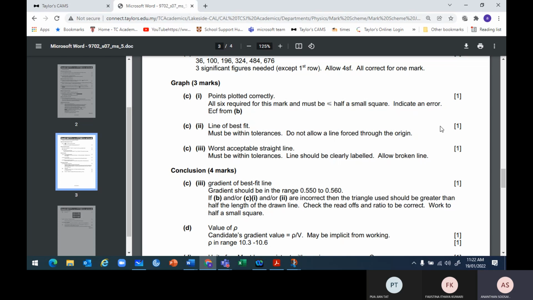Worst acceptable straight line must be within the tolerance, must pass through all the error bars. Yes, you have to label at the end which is best fit, which is worst fit, with an arrow. Allow broken line, like drawing dotted lines, not a continuous line. So they allow it, but drawing a continuous line is best.